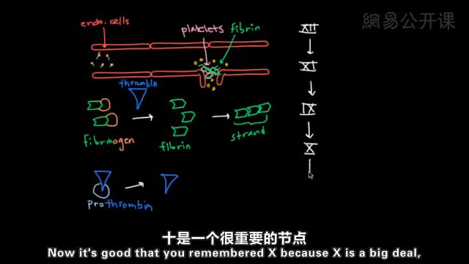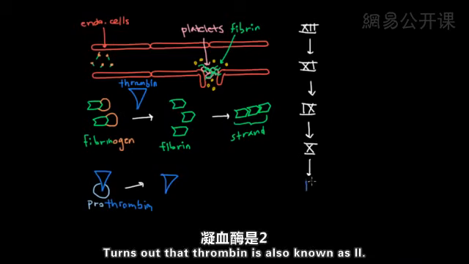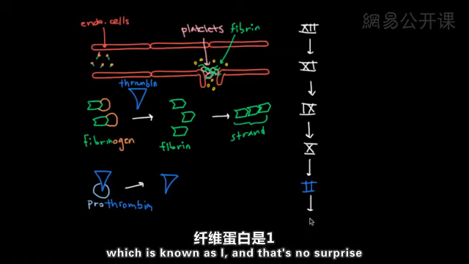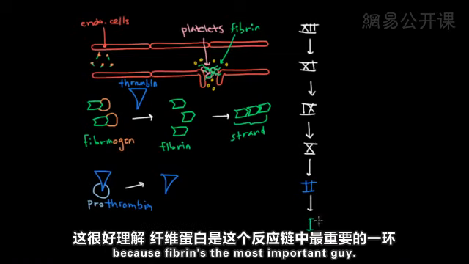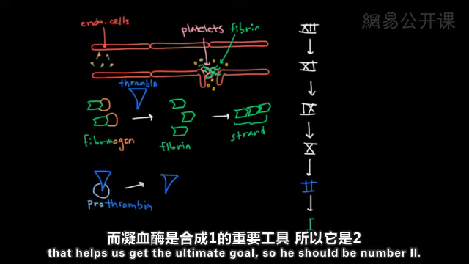Now it's good that you remembered 10 because 10 is a big deal, and he's going to help bring us thrombin. Turns out that thrombin is also known as 2. And we know very well that thrombin helps give us fibrin, which is known as 1. And that's no surprise because fibrin's the most important guy, he's the ultimate goal, and thrombin is the guy that helps us get the ultimate goal, so he should be number 2.